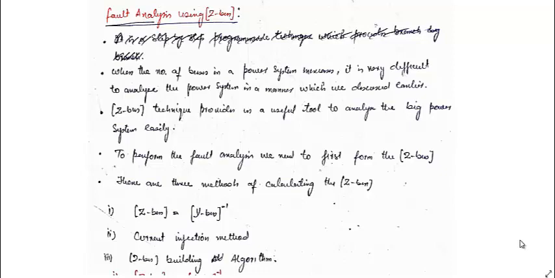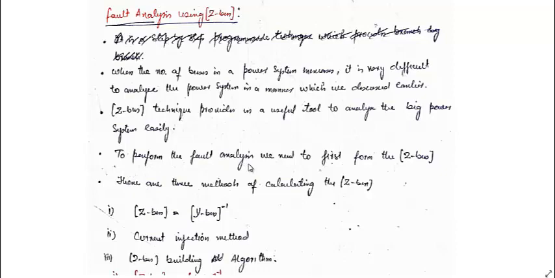In this class, we'll be discussing the fault analysis using the Zbus. We have done a lot on the fault analysis in previous chapters, and that was by the usual manner, but this is slightly different. We have assumed in that case the number of buses to be limited to 2, 3, or 4. But when the number of buses in a power system increases, it is very difficult to analyze the power system in the manner which we have discussed earlier. So for a power system where the number of buses is very large, the Zbus technique provides a useful tool in analyzing that type of power system.